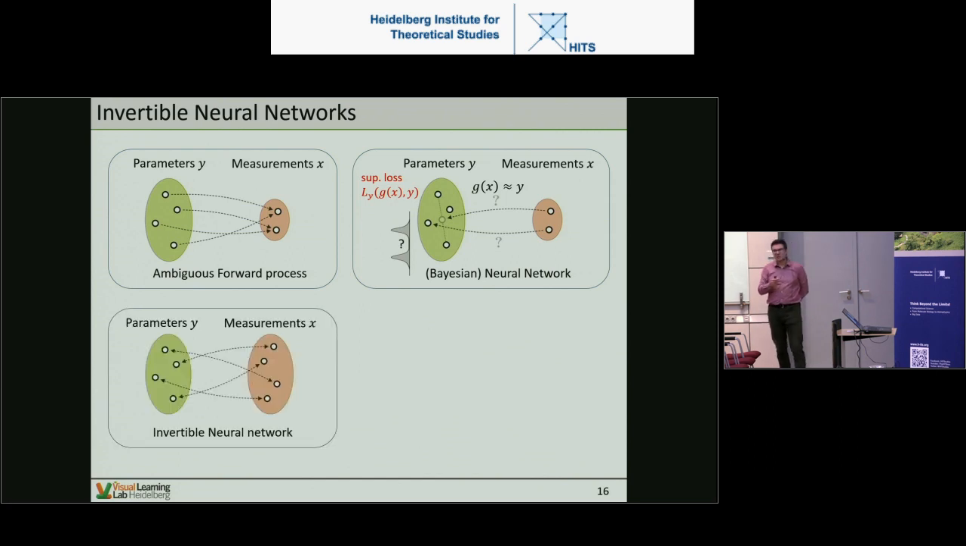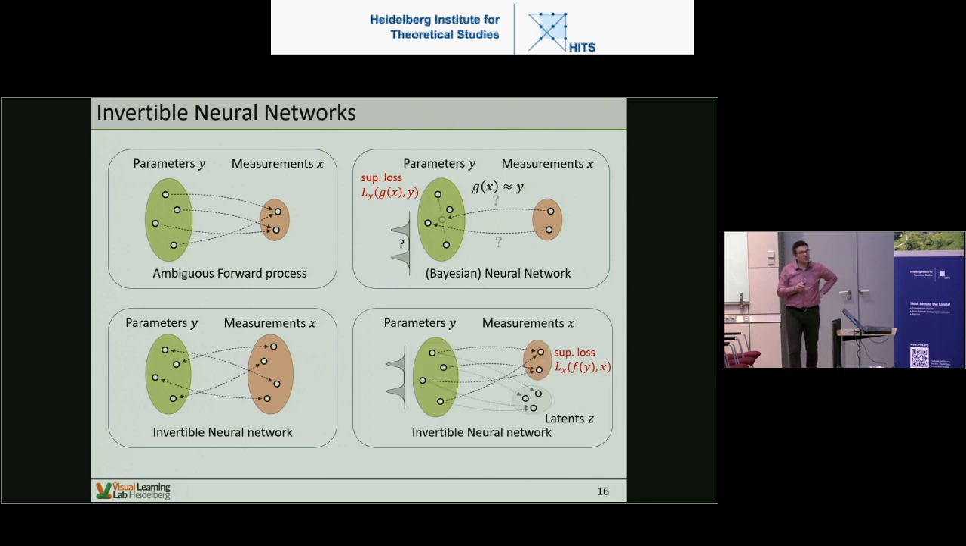Okay, there are networks, and I will explain them in a second, which are so-called invertible neural networks, where you've got a one-to-one mapping from the parameters to the measurement. Every parameter has got one measurement, okay? And these are constructed networks.